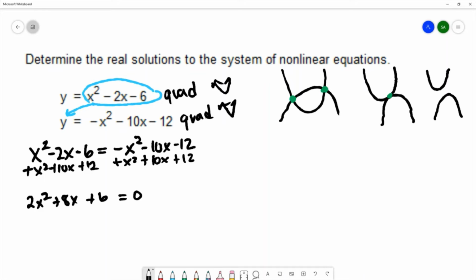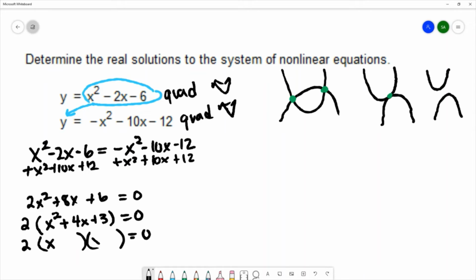It's a quadratic equation, and I'll try to solve this by factoring. All of these are even numbers, so I'm going to start by factoring out the greatest common factor of 2. And that leaves me with x squared plus 4x plus 3. And then I'll continue to factor that remaining trinomial. x times x is x squared. 3 times 1 is 3, and positive 3 and positive 1 will add up to be the middle term of 4.